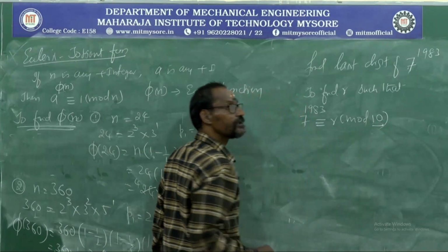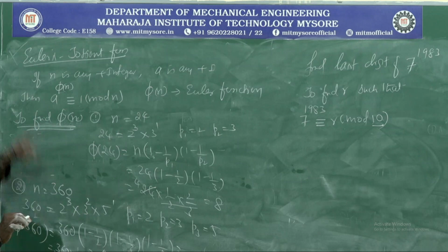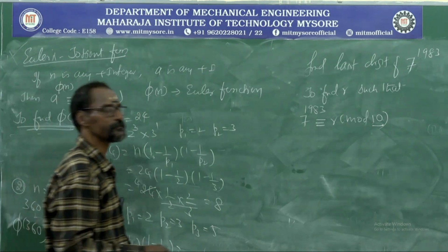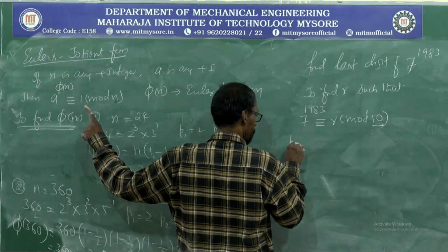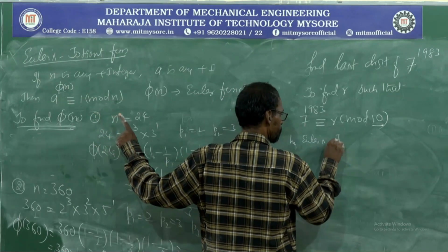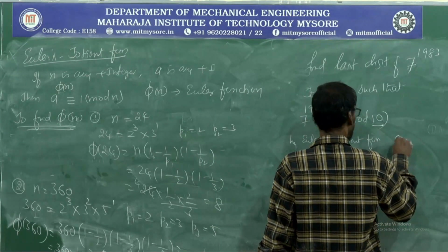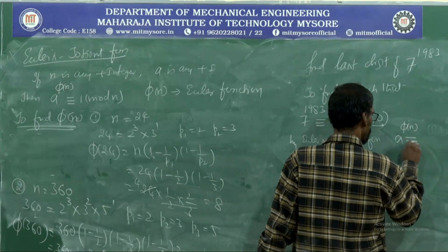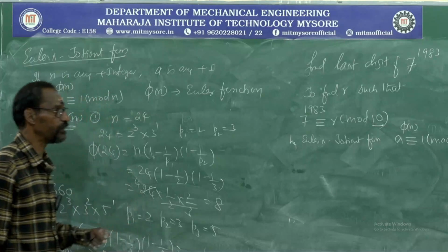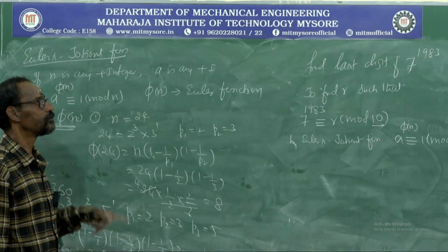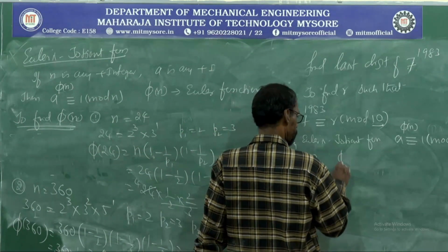Now what is your n? 10, which is not a prime number. You cannot apply Fermat's little theorem. The only option is Euler's totient function. Now what is Euler's totient function? By Euler's totient function, we have a raised to phi of n is congruent to 1 modulo n. So that means I should tell what your n is, and for that n I should find phi of n. My n equal to 10.